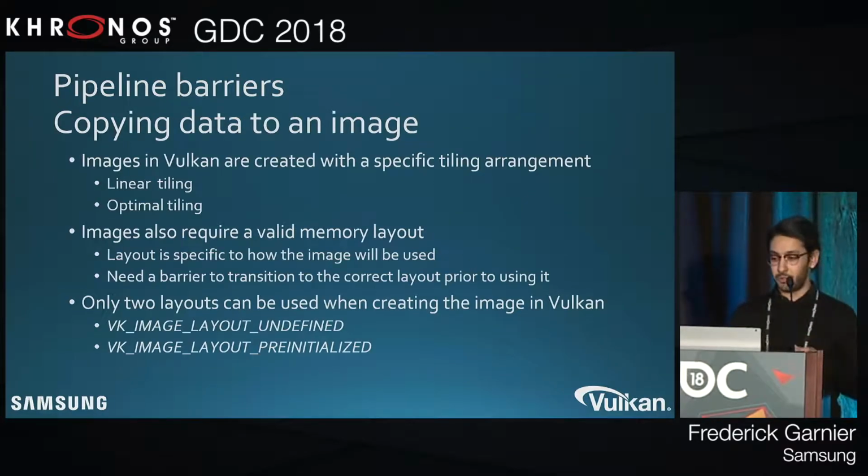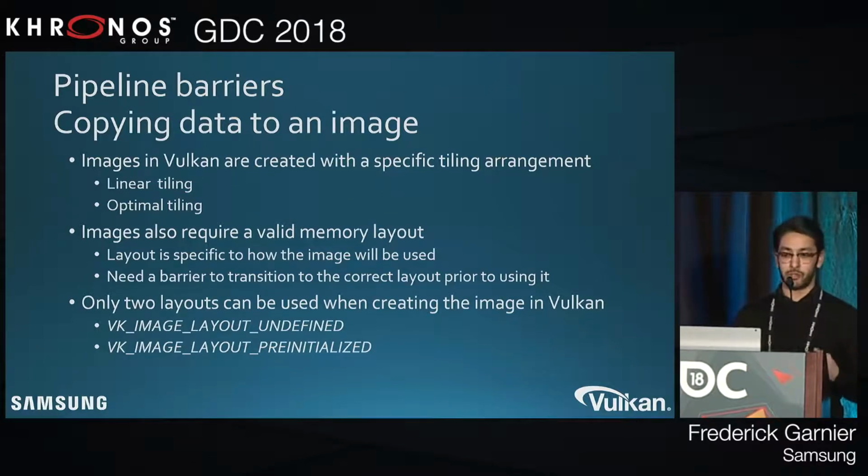Okay, so copying data to an image is conceptually a simple task. So that's why I'm actually covering this. But first off, images in Vulkan are created with a specific tiling arrangement. So there's linear tiling, which is basically texels being laid out in row major order, possibly with some padding on each row, and it makes it possible to write to it via the host. And then there's also optimal tiling, which is basically an implementation-dependent arrangement. And what it enables is more optimal device memory access. So in this example, we'll go with optimal tiling.